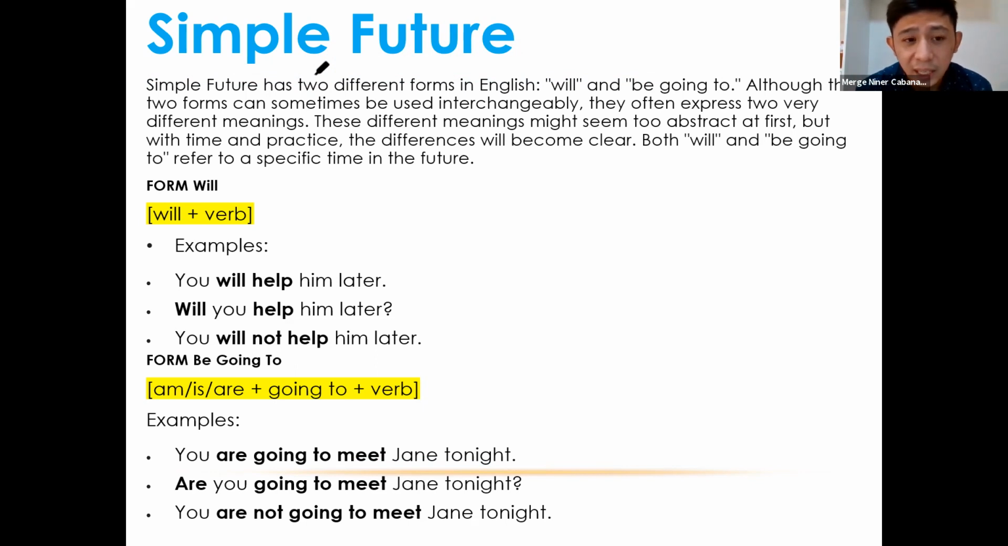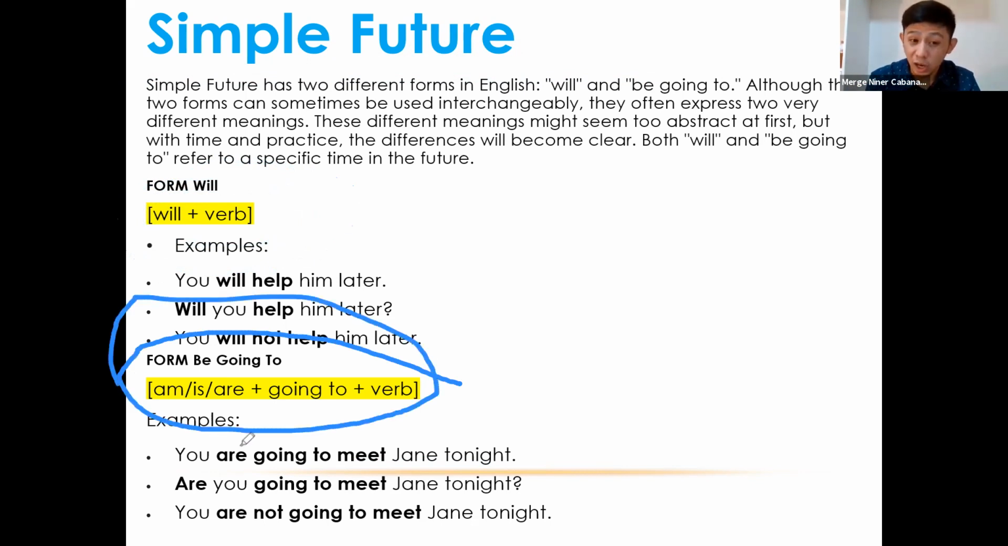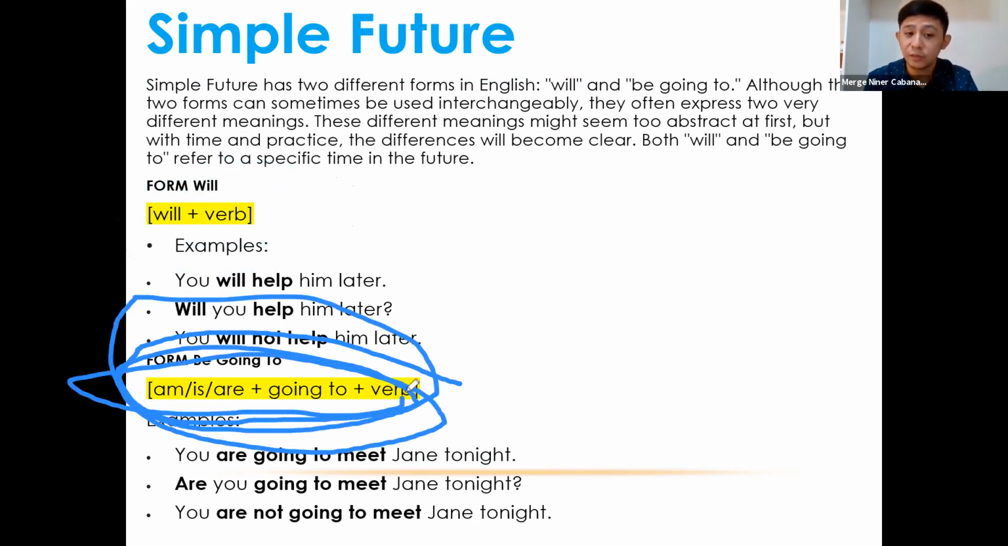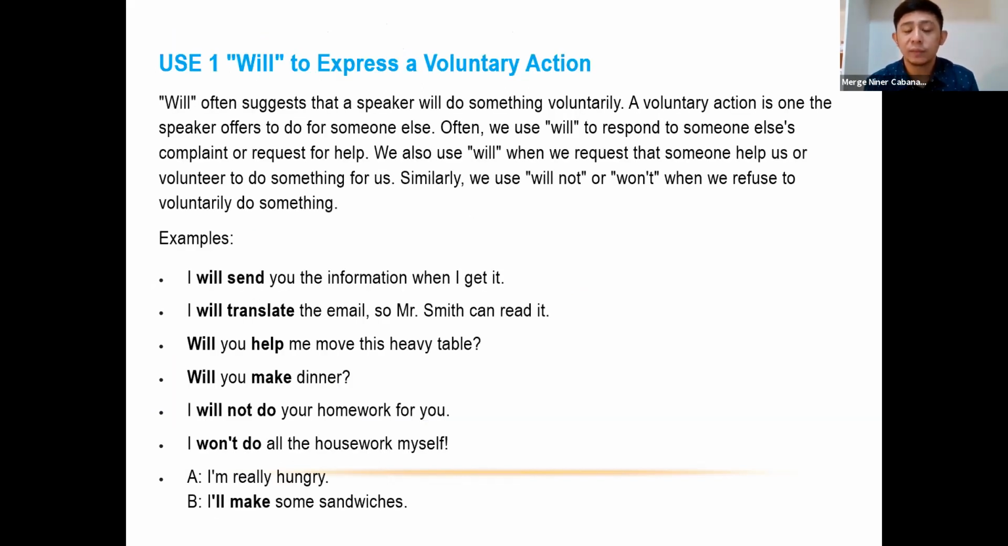The difference is that will expresses a promise, a voluntary action, while am, is, are going to plus the verb expresses a plan. So, voluntary action, plan. Okay, so those two are different. Will to express voluntary action.